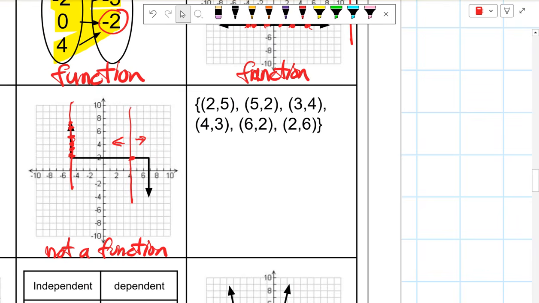The next one, a set of ordered pairs: 2, 5, 3, 4, 6, and 2. Now, it almost seems like it is a function, but this 2 has a 5 as an output, and this 2 has a 6 as an output. So therefore, it is not a function.